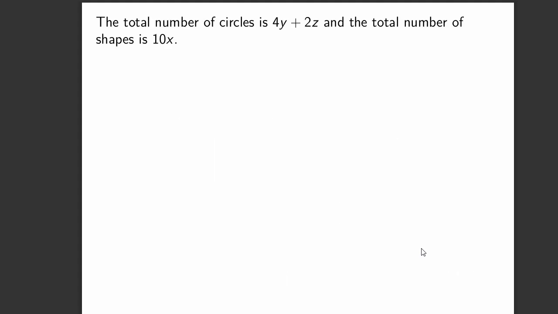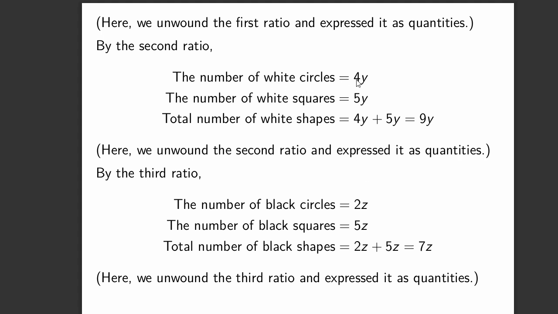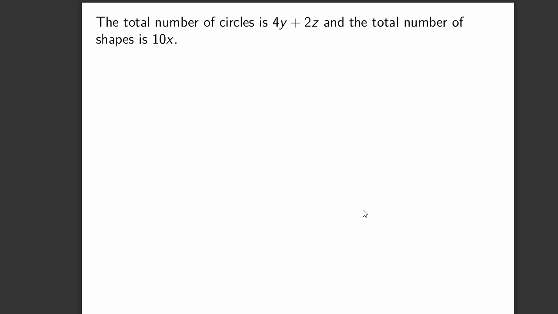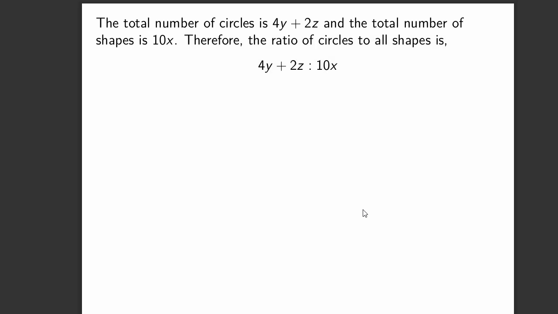Alright, the total number of circles is 4y plus 2z. Look at this, white circles is 4y and black circles is 2z. So therefore the total number of circles is 4y plus 2z. And the total number of shapes is 10x, if you remember. So the desired ratio is the ratio of circles to the number of all the shapes. So the ratio that we are looking for is 4y plus 2z to 10x. This is the ratio that we want to find out, but the difficulty is that this involves 3 different variables. So we must get rid of 2 variables, and therefore we need 2 equations that will express the 2 variables in terms of the third variable. So how do we achieve that?